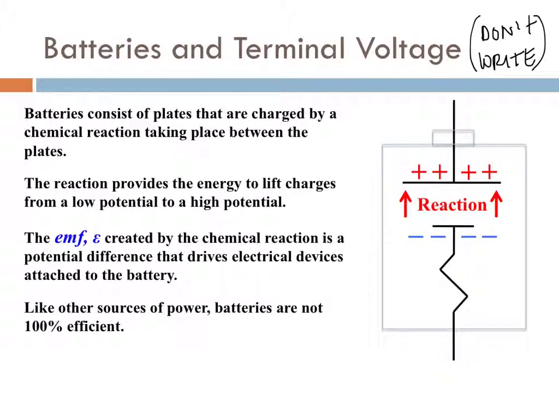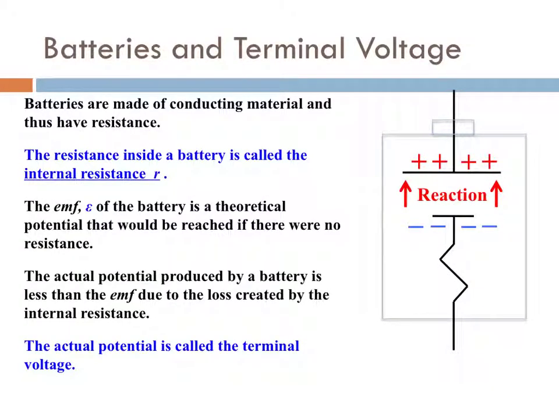So, batteries consist of plates that are charged by a chemical reaction taking place between the plates. The reaction provides the energy to lift charges from a low potential to a high potential. And the EMF, this is the part that we're going to focus on, created by the chemical reaction is a potential difference that drives the electrical devices attached to the battery. Like other sources of power, batteries are not 100% efficient. Since batteries are made of conducting material, they have resistance. And the resistance inside of a battery is called the internal resistance.